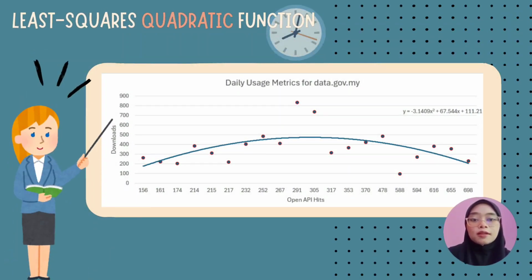This graph shows the relationship between Open API hits and downloads. Each red plot represents the number of downloads for a certain number of API hits on a day. The blue curved line is a trend line that shows the overall pattern of the data. From the graph, when Open API hits are low, the number of downloads is also low. As API hits increase, downloads increase gradually. Downloads reach their highest level at a medium number of API hits. After that point, when API hits become very high, the number of downloads starts to decrease.